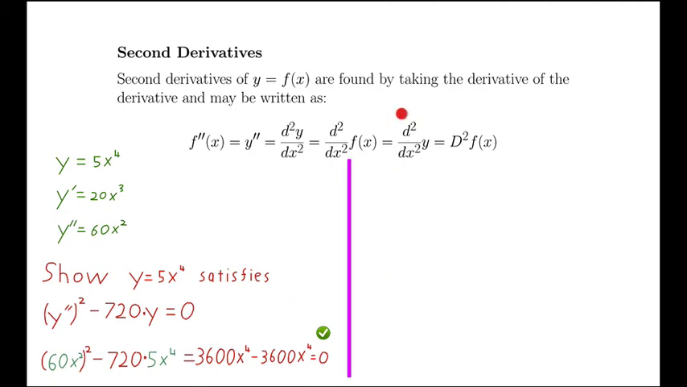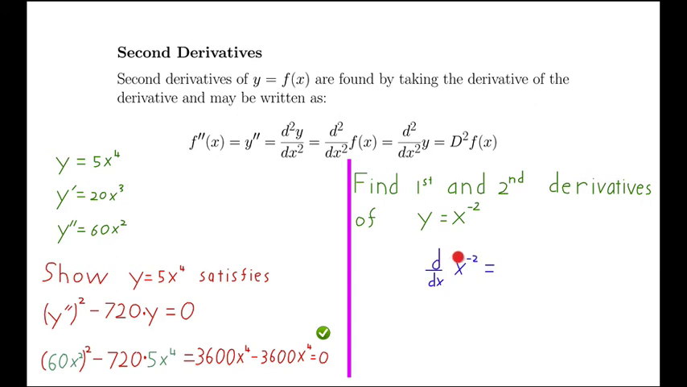Let's look at this notation a little bit more carefully. This is d2 dx2 f of x, the second derivative of f of x. Let's use that notation to find the first and second derivatives of y equals x to the minus 2 to see if we can't dissect that a little bit. Well, the first derivative is easy. d dx of x to the minus 2 is just minus 2x to the minus 3.